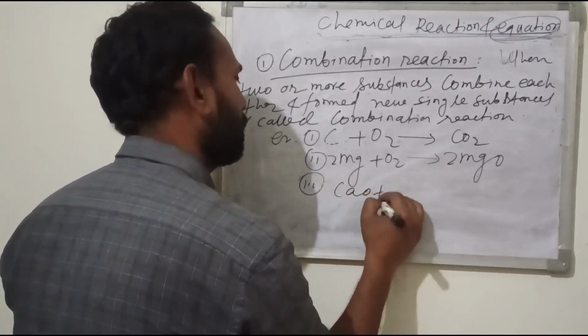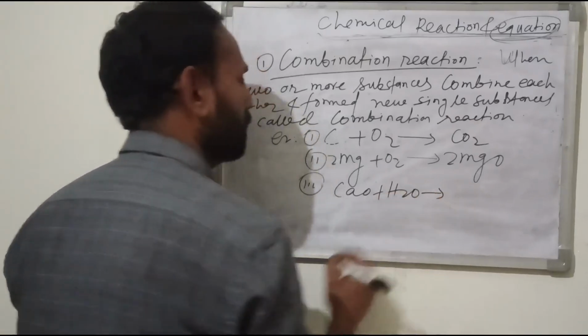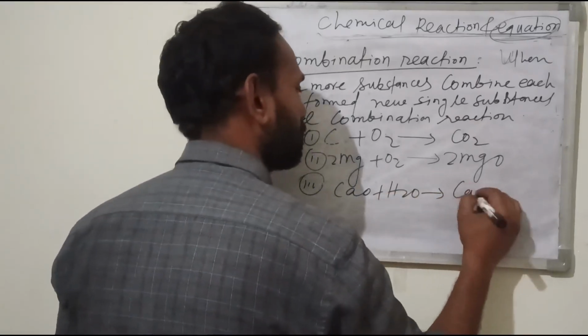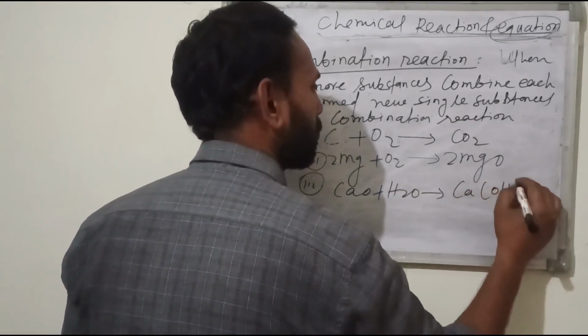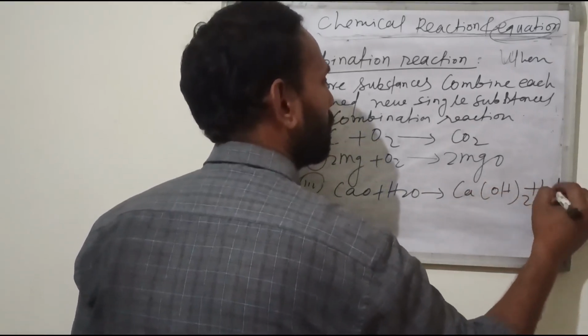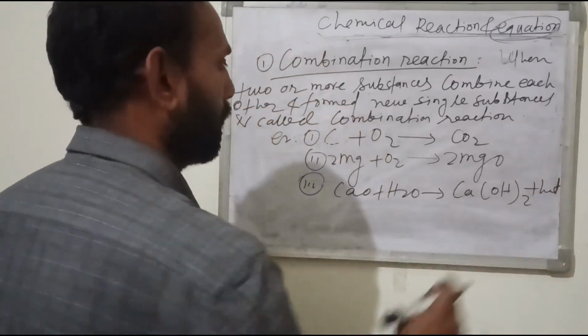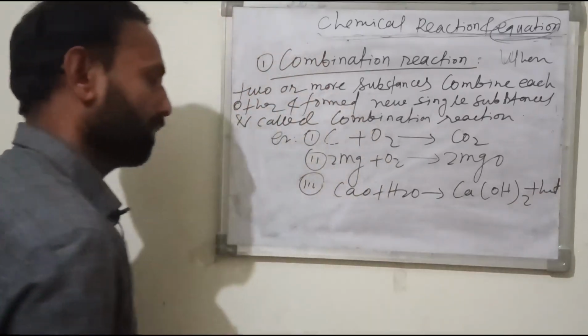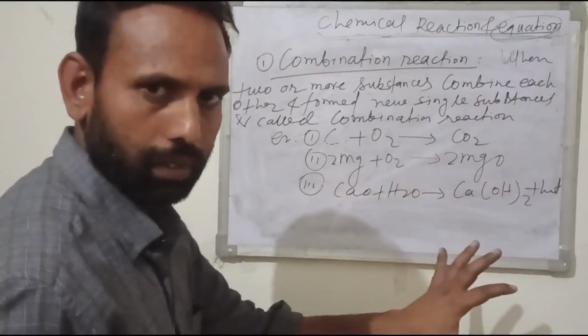Okay, third one, you can take third one. Calcium oxide and water combine each other and form a new substance, calcium hydroxide, and heat is released. Okay, here heat will be released. Okay, this is the example of the combination reactions.